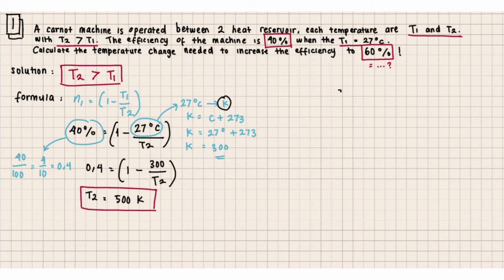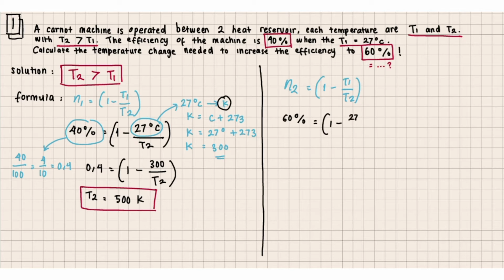Now we're gonna find the T2 if the efficiency is different. So we change it into 60% equals to, in the bracket, 1 minus 27 degrees Celsius per T2. 0.6 equals to 1 minus 300 per T2. So the T2 is 750 Kelvin.